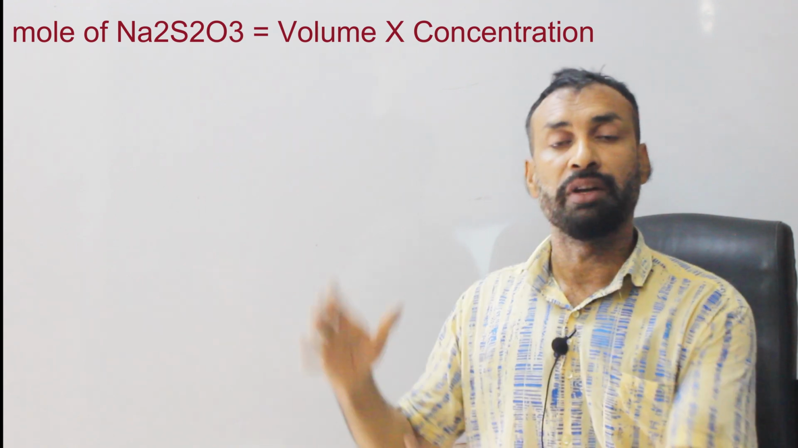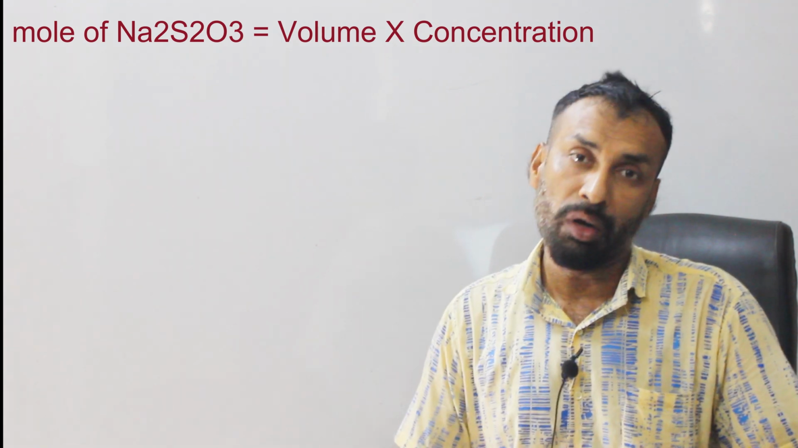And when the titration is complete, you have the volume of iodine, which may be 25 cm cube, and the volume of thiosulfate that you get from the burette. And then you calculate the mole of the thiosulfate, which is a standard solution. Here thiosulfate is of known concentration and its volume is also known from the titration. The mole can be calculated as mole equals volume times concentration, so you get the mole of the thiosulfate solution.